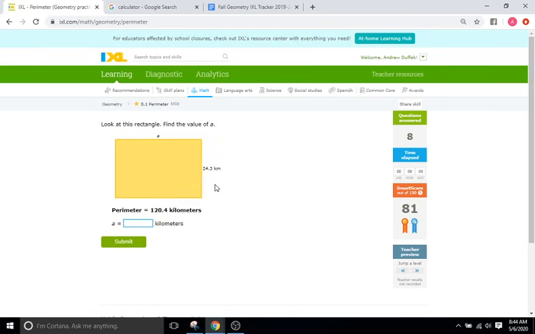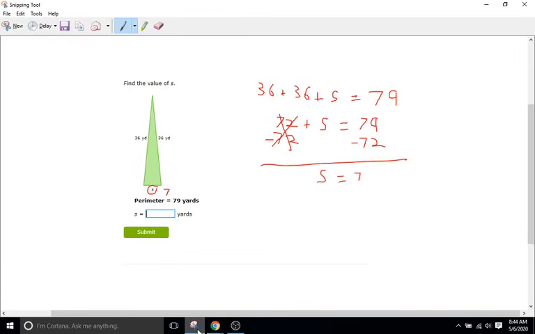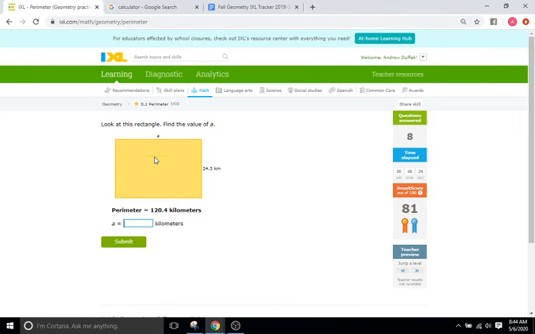Okay. Same deal here. This one is going to require a little bit of math. The perimeter is 120.4 kilometers, so it's going to be 24.3 plus 24.3 plus A equals 120.4. So just write it out on something like that and do the math and figure out what your missing A is.